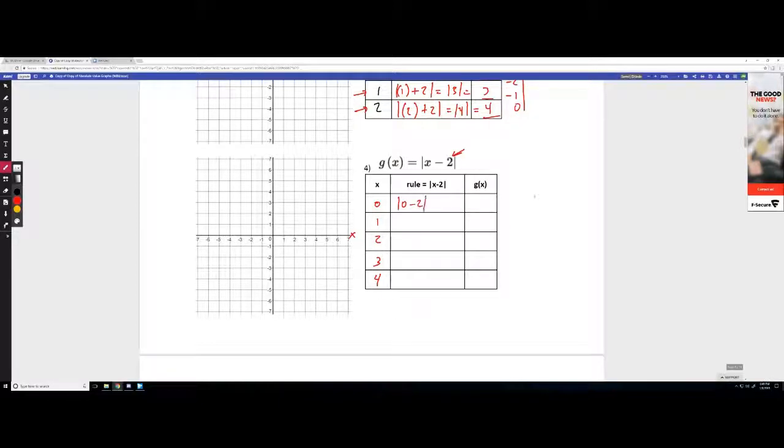0 minus 2 is -2, and the absolute value of -2 is +2, so we have 0 comma 2. And then we have 1 minus 2, right? I'm plugging in that 1 for x, which is -1. The absolute value of -1 is 1, so we have 1 comma 1.